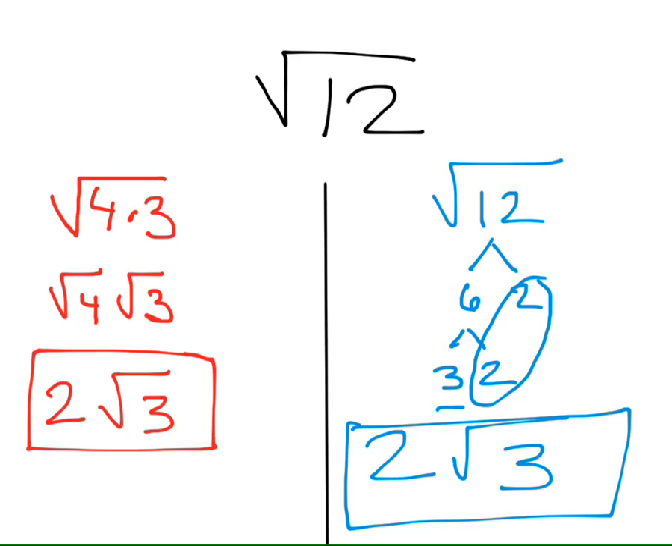Same thing either way you want to do it. Whatever way you'd like better, you can do it that way. But it simplifies to 2 radical 3. Again, you can check on your calculator. If you do square root of 12 on your calculator, it's about 3.46. If you do 2 radical 3 on your calculator, it should be 3.46 also. Try another here. Try square root of 27.